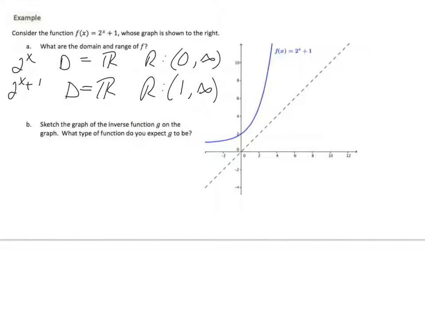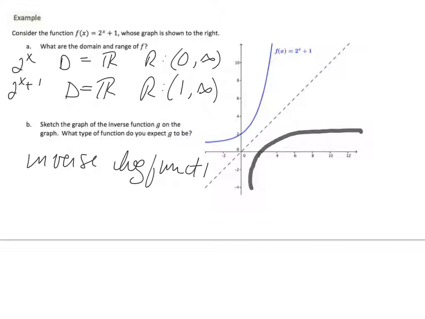Sketch the graph of the inverse function g on the graph. What type of function do you expect g to be? So I know I can just reflect this. So it's going to look something like that. So what does this look like? The regular function looks like an exponential function, so I know that the inverse is going to be a log function. We know it from the look of the graph, and because if we're trying to do the inverse of an exponential function, it's going to be logarithmic.